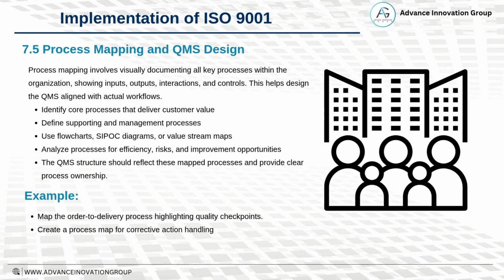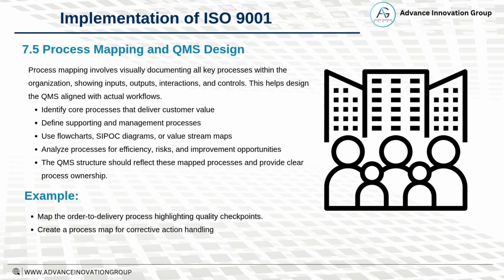7.5 Process Mapping and QMS Design. Process mapping is about visually representing all key processes in the organization, showing inputs, outputs, interactions, and controls. This helps in designing a quality management system, QMS, that aligns with how work actually happens on the ground.